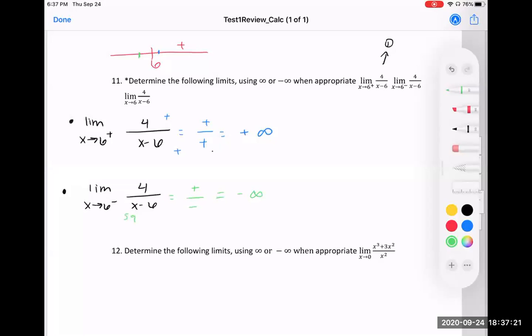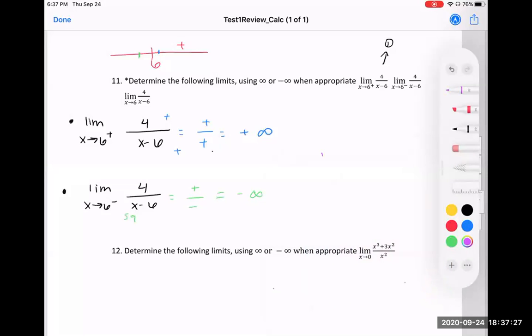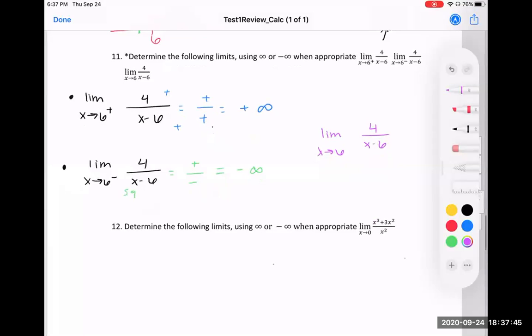All right, so now we're asked, what's going on at 6? The limit as x approaching 6 of 4 over x minus 6. Well, we see that our limit from the left and our limit from the right are not the same. Since they're not the same, we would say the limit does not exist.